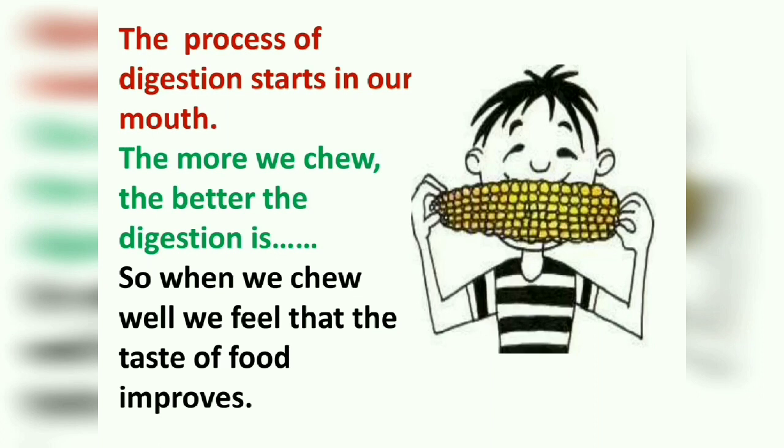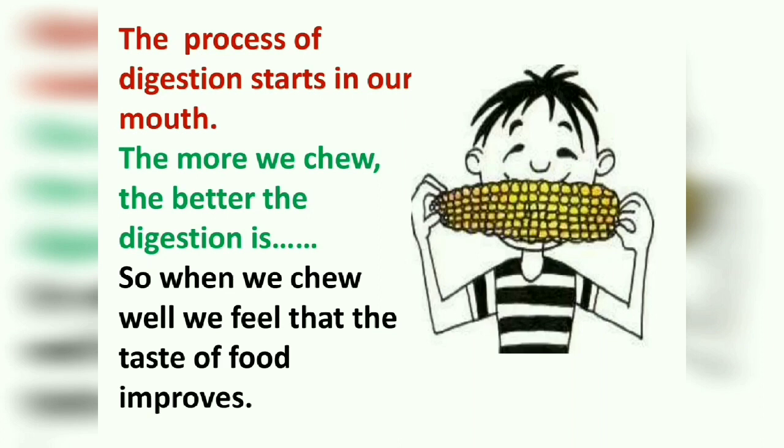The process of digestion starts in our mouth. Mouth is the first part of our body that takes part in the digestion. When we eat the food, our teeth chew the food. Our teeth cut down the food into smaller parts, and the digestion starts here.